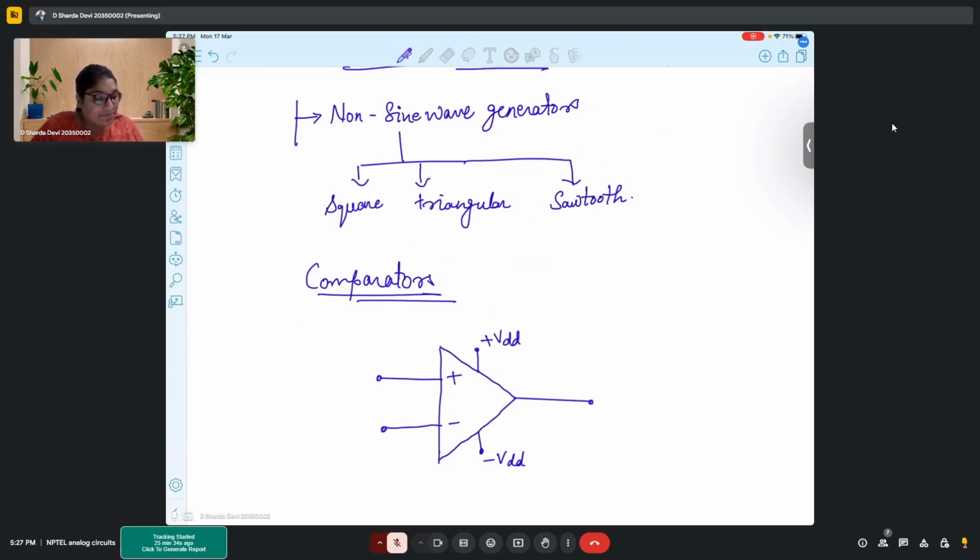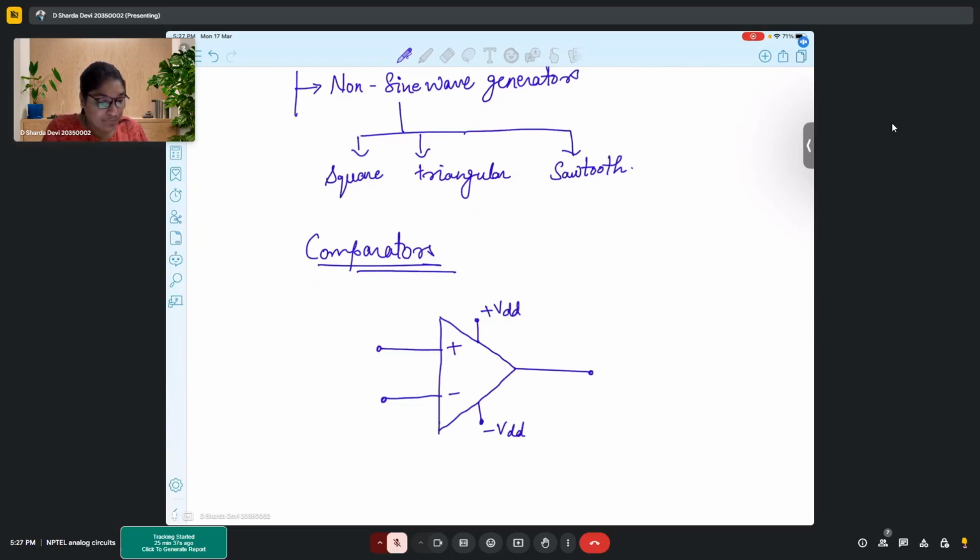Correct. So in a comparator, we take advantage of that situation. Let's say I fix one of my terminals to a reference. If I fix one terminal to reference and I'm providing a sine wave over here, such that my reference voltage comes out to be somewhere at this point. This is my Vref, and this is the peak of the sine wave.